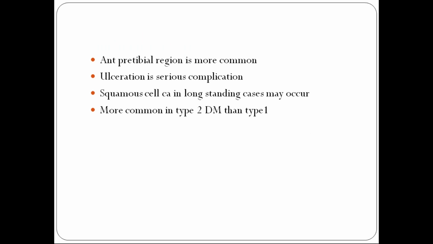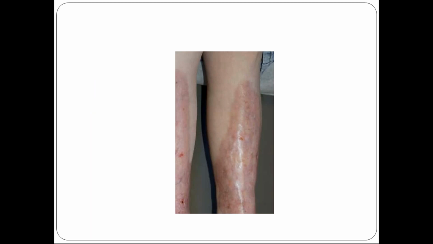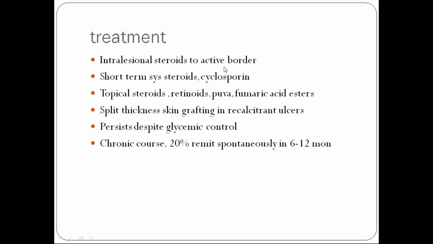Anterior tibial region is more commonly affected. Ulceration is a serious complication, and squamous cell carcinoma may develop in long-standing cases. Again, this is also more common with type 2 diabetes than type 1. See necrobiosis lipoidica: you can see the thick erythematous plaques present. You have that shiny glazed porcelain-like appearance.